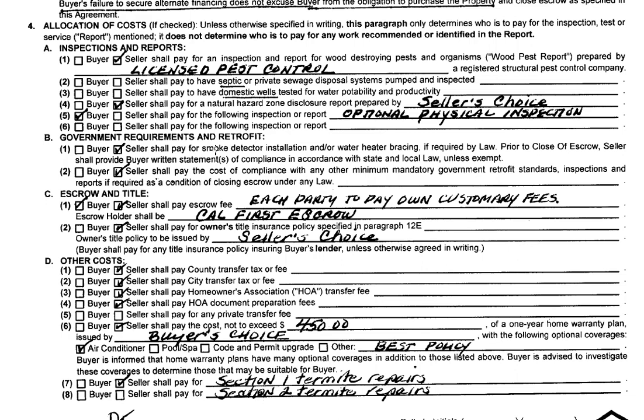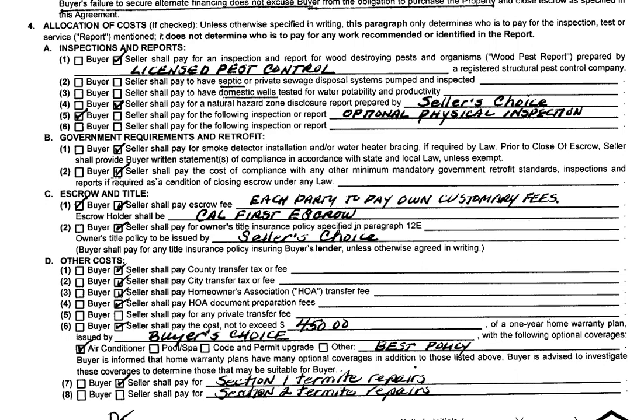Government requirements and retrofit. Seller is obligated by the state of California to have working smoke detectors, and the water heater has to be strapped for earthquake. Smoke detectors, one has to be in each bedroom, one in the hallway. Water heaters, if it's on the floor, one strap. If it's up on a platform, two straps. And now we have the new issue of carbon monoxide detector, which, if your property has a fireplace, uses a gas stove, or has a connected attached garage, you have to have a carbon monoxide detector.